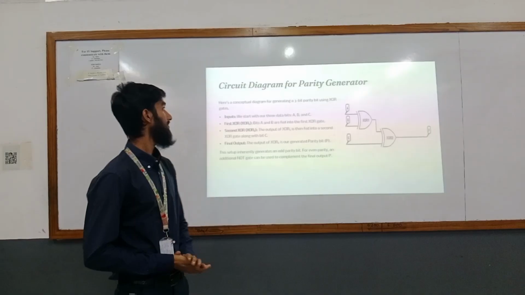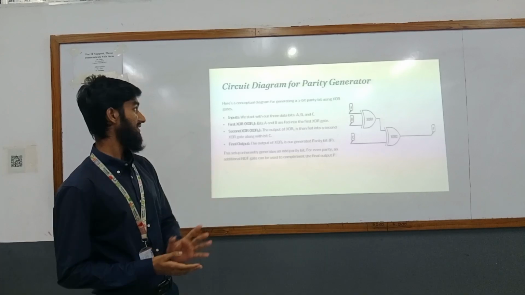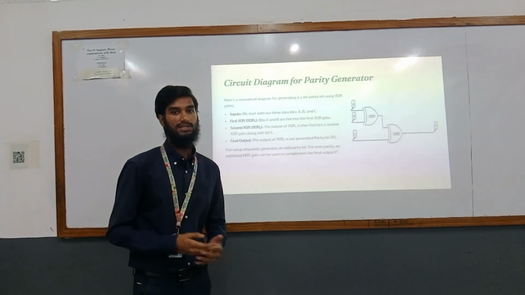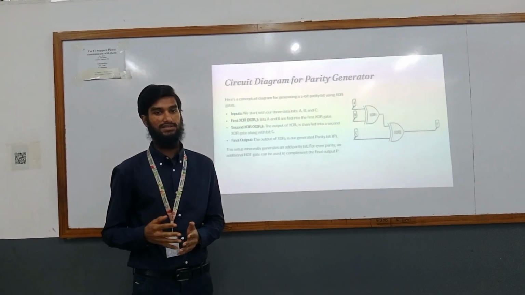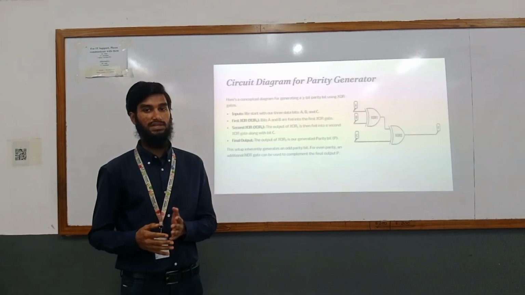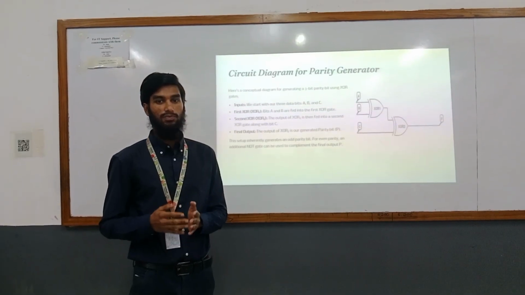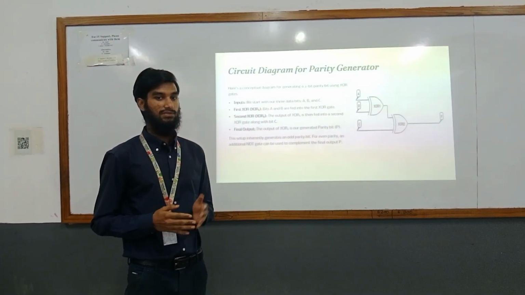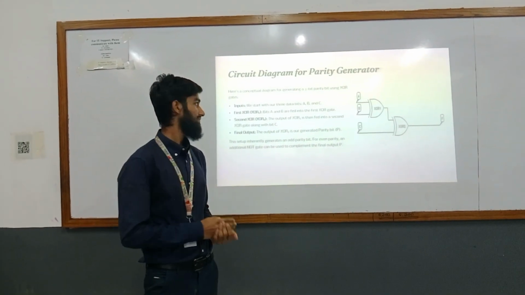Now I am going to talk about the circuit diagram for the parity generator. It is a conceptual diagram for generating a 3-bit parity bit using XOR gates. This circuit shows how a 3-bit parity bit is generated using XOR gates. First, XOR takes A and B. The result is then XORed with C. The final output gives us an odd parity bit. For even parity bit, we simply invert the output with a NOT gate.